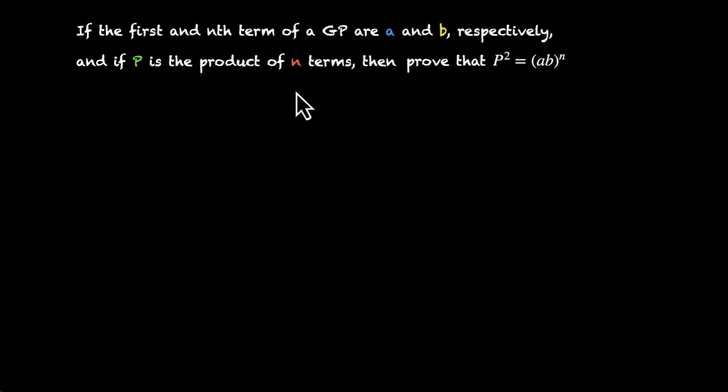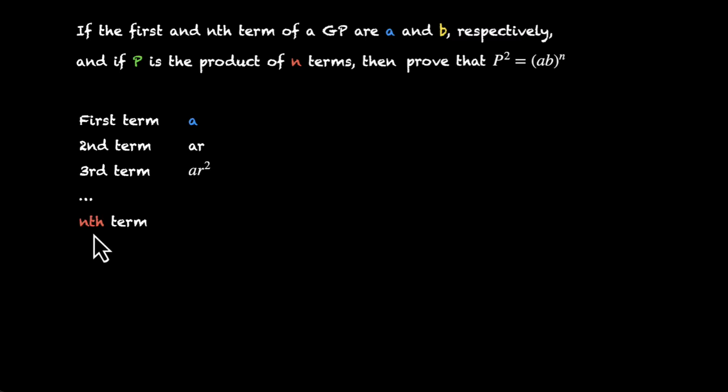Okay, so let's break this down. We know that the first term is a. The next term will be a times r, where r is the common ratio, and if we keep going, the third term is ar square, and so on. We'll get to the nth term, that's going to be a r to the power n minus 1, and we're given that that's equal to b. So let's mark this one. This one equals b. No help for now, but it will definitely be useful in the proof.